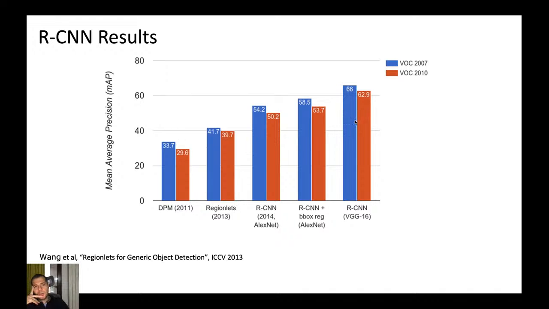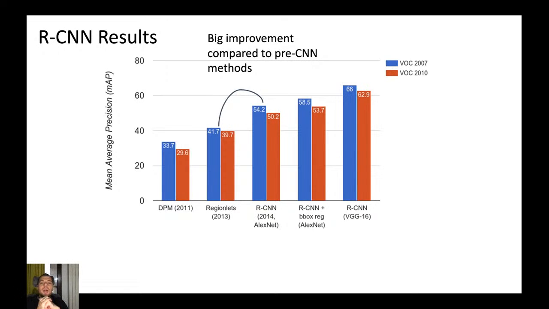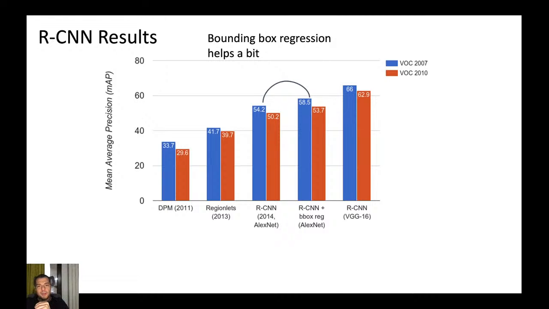So essentially, in just a couple of years, using this approach, they managed to almost double the performance, the mAP, with respect to deformable parts model. So here it's 33%, and here it's almost double, 66%. So the first big improvement was seen by adding the deep neural networks. Then also the bounding box regression seems to help a bit, and using even deeper networks brings a good improvement.